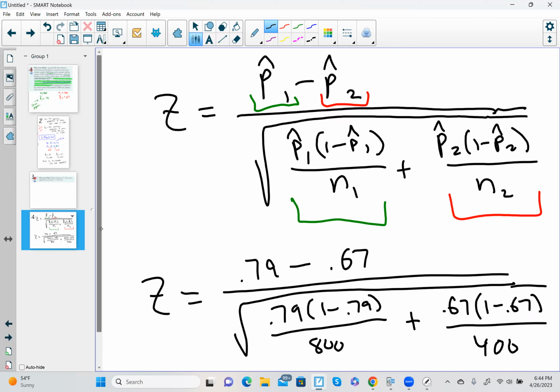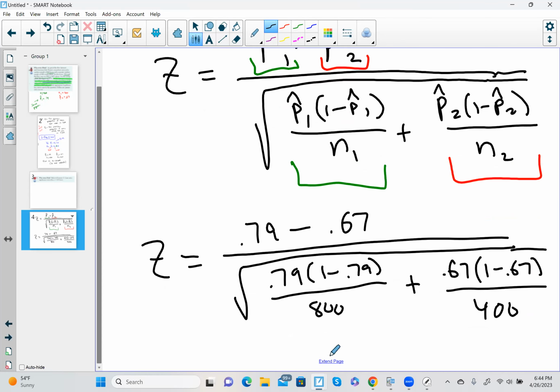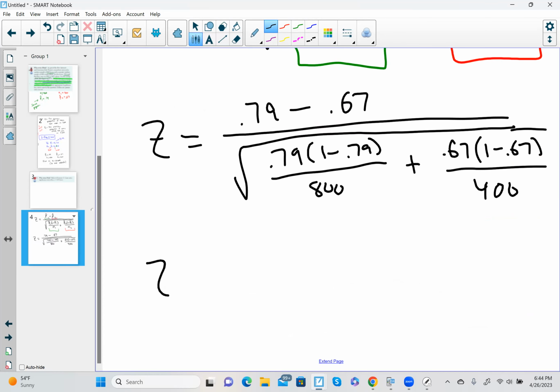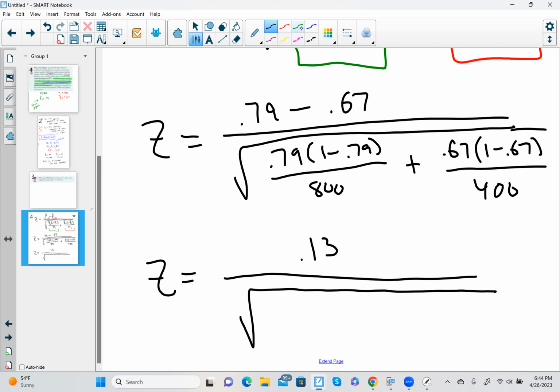And we just have to get a z-score and then see what happens. The top's not so bad: subtracting, that's 0.13. On the bottom, though, we're going to have 2 things to figure out. We have to figure out that term and that term, then add them, and then take the square root.